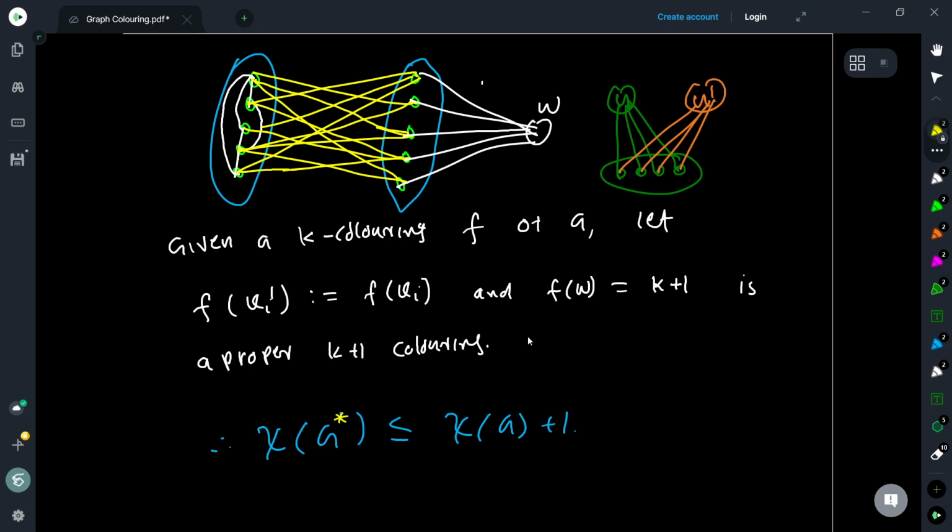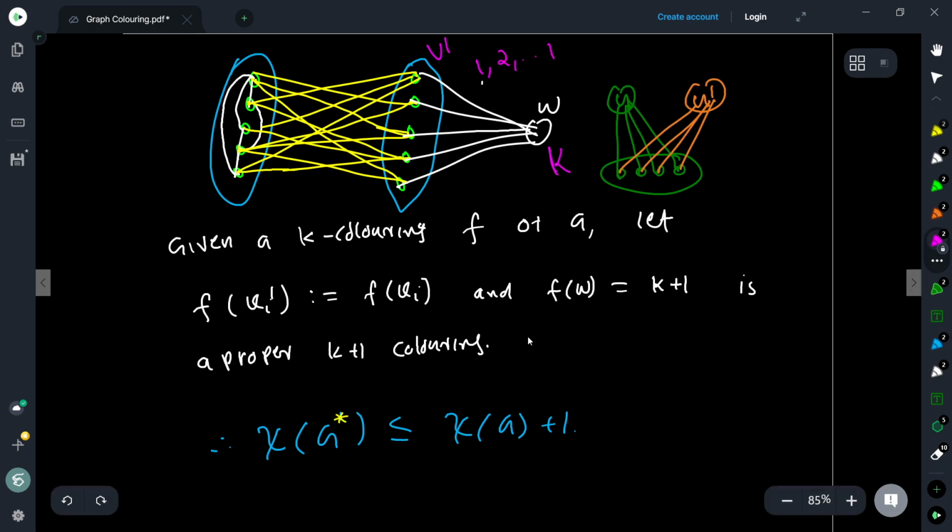Now we know that we can always rename the color classes. So without loss of generality, we can assume that the vertex W is colored with the color K. Now what does it tell? This says that because W is in the neighborhood of every vertex in V dash, the colors appearing in V dash can never be color K. So the only colors that are going to appear in V dash are from 1 to K minus 1.